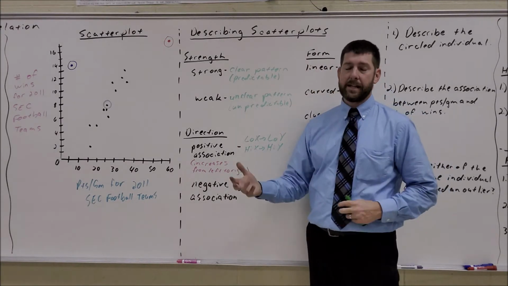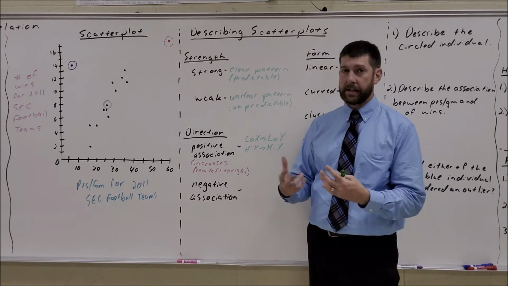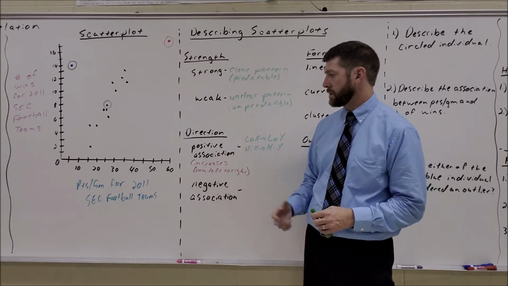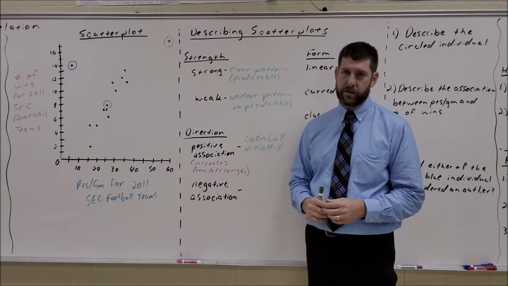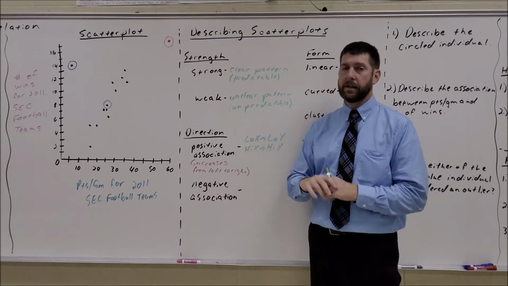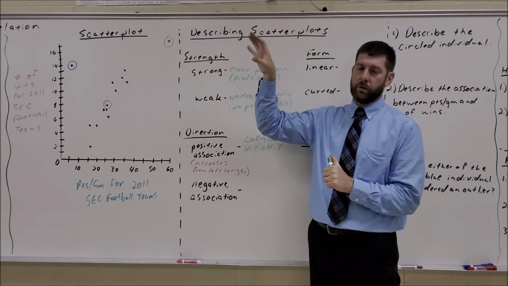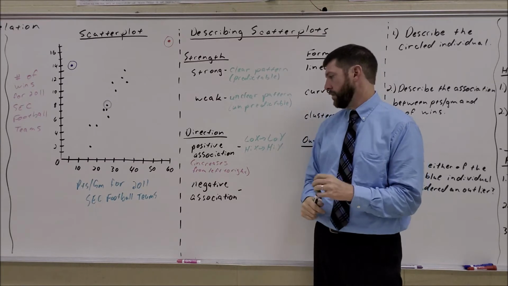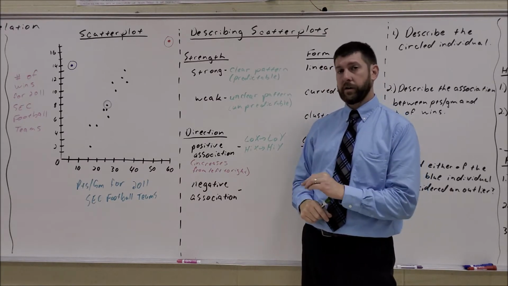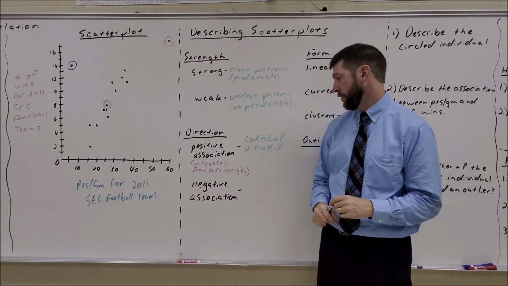So even if I didn't see the graph, I could predict whether something's going to have a positive association, because I can just look at the data and see: are large explanatory values related to, or paired up with, large response values, and are small explanatory values matched up with small response values?